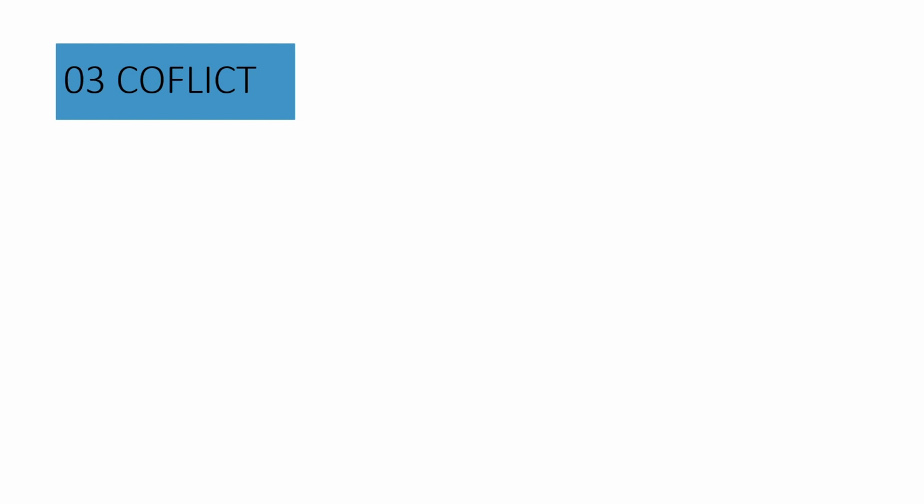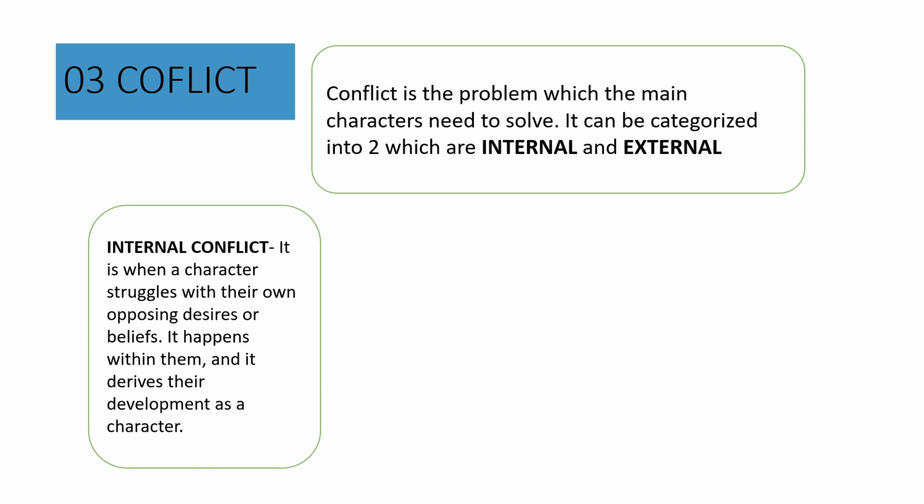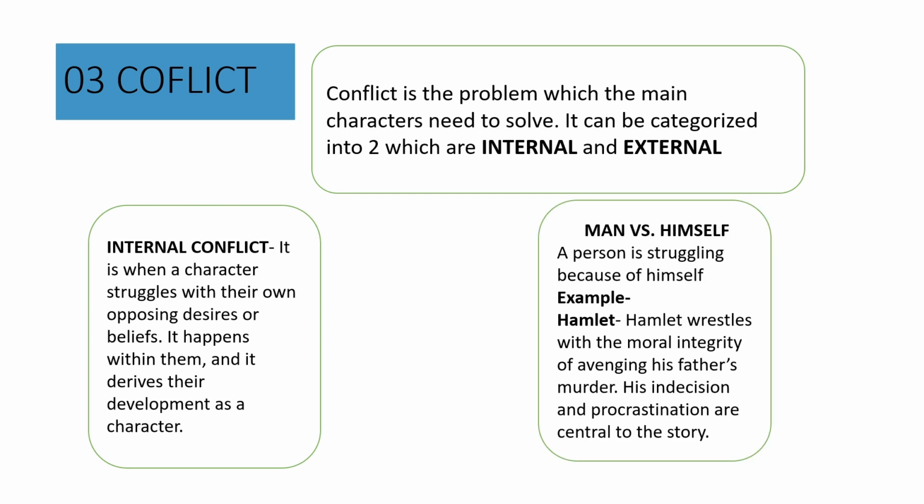Next element is conflict. Conflict is the problem which the main characters need to solve. It can be categorized into 2, which are internal and external. Internal conflict, it is when a character struggles with their own opposing desires or beliefs. It happens within them and it drives their development as a character. Man versus himself, it comes under internal conflict.